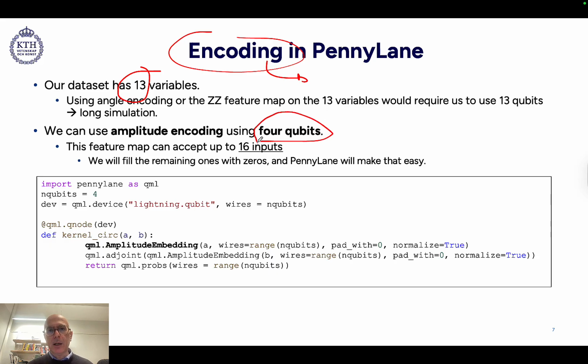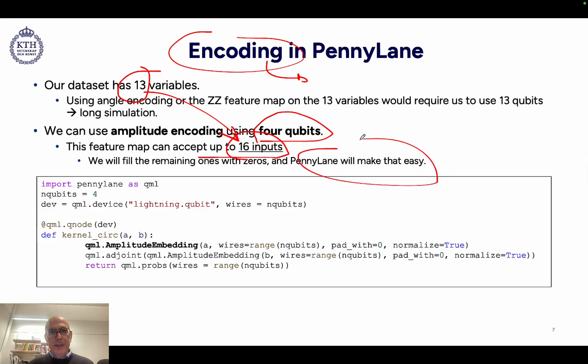So 4 qubits allow us to have 2 to the 4 quantum states, so 16 amplitudes. So the feature maps can accept up to 16 inputs. So we can encode these 13 variables or features in 16 inputs that are our quantum state. So we have 13, we have 16 available. So what we can do is fill the remaining ones with 0, and Pennylane allows us to make it quite easy.